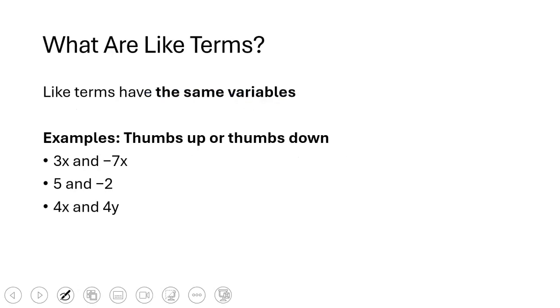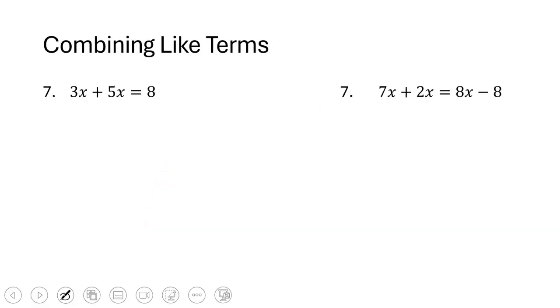All right, so let's look at like terms. What does it mean for like terms? Like terms is when you have something on the same side of the equal sign. So it could either be the same letters, so multiple x's on the same side, or multiple numbers on the same side. But what does it mean to be a like term? A like term is where you have the same variables. So our x's. So let's look at the first example. 3x and 7x. Those are alike. 5 and 2. Those are alike. 4x and 4y. Those are not alike. They're different letters. So let's put it into a problem.